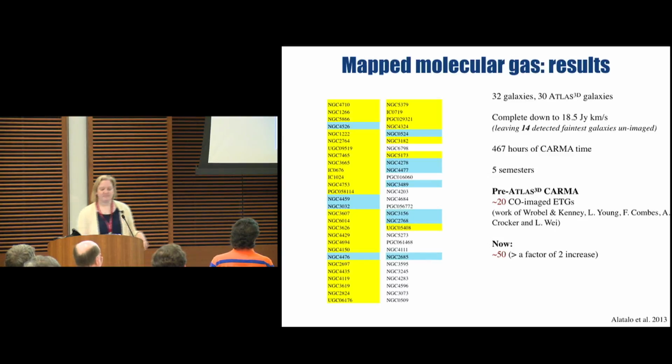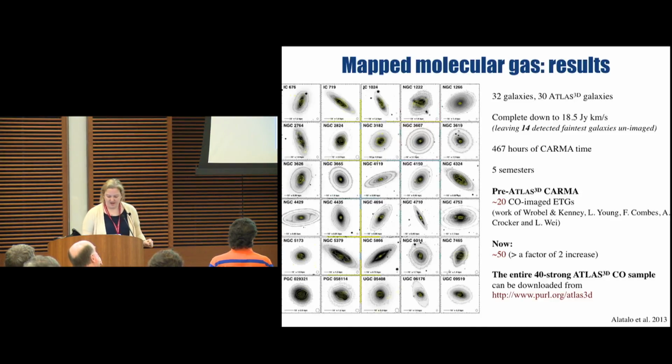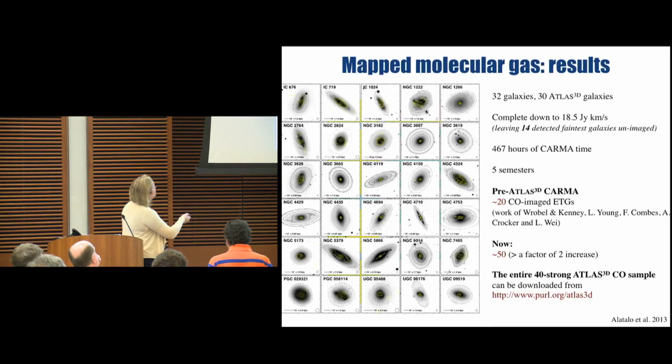This is what Karma did. We increased the total number of imaged molecular gas in early type galaxies by a factor of 2. And we found a lot of different configurations, a lot of different types of molecular gas. Sometimes it was in disks, sometimes it was circumnuclear, sometimes it was massively disrupted.